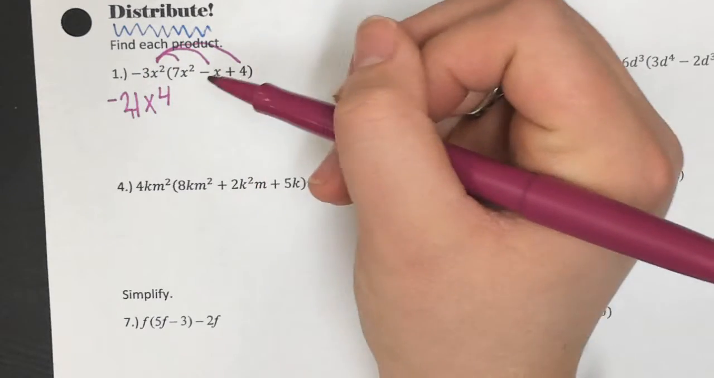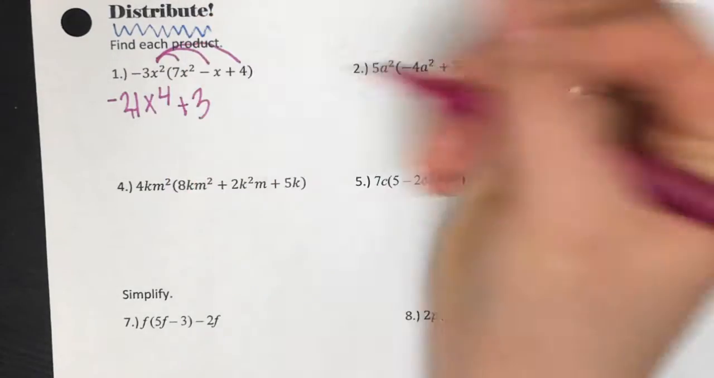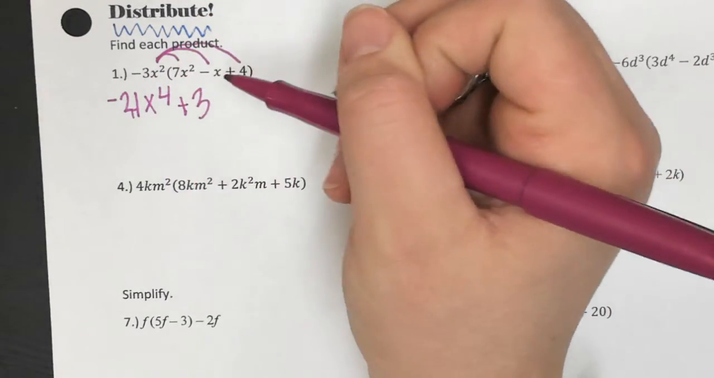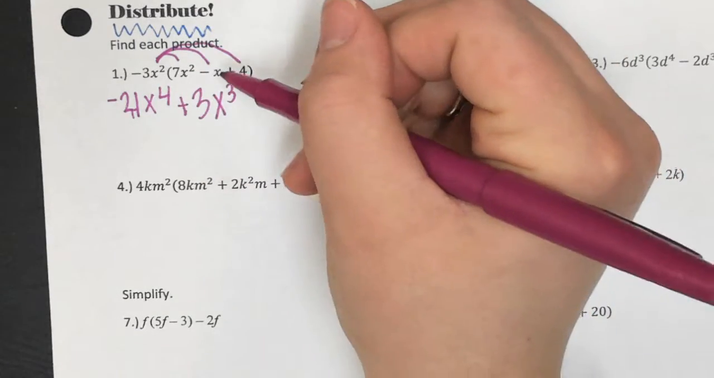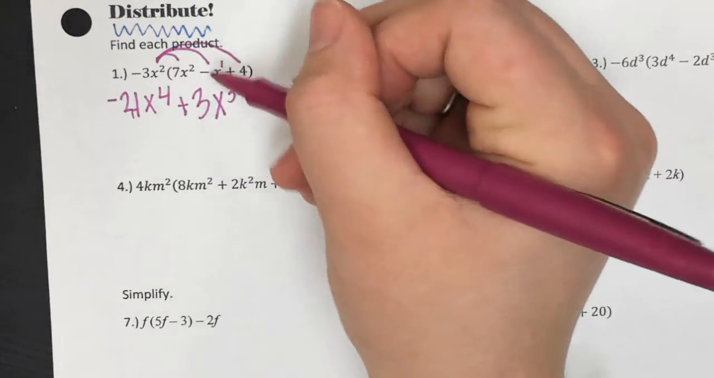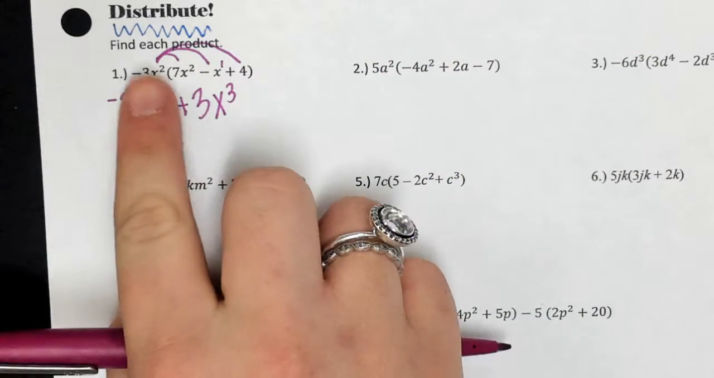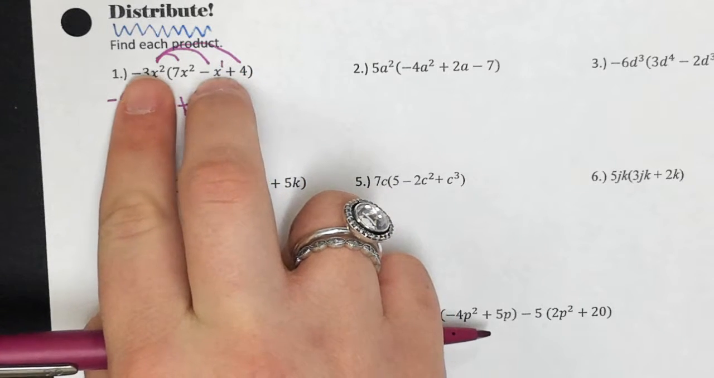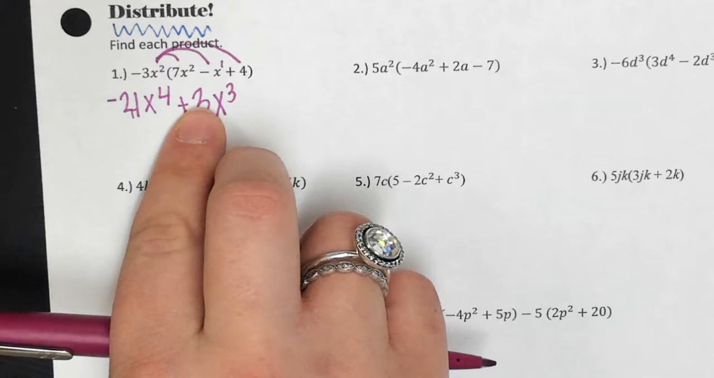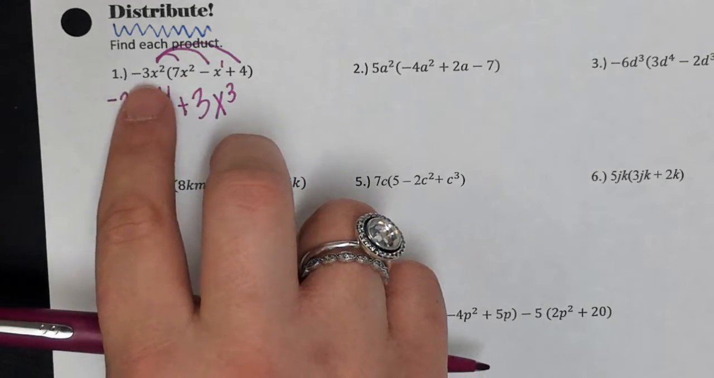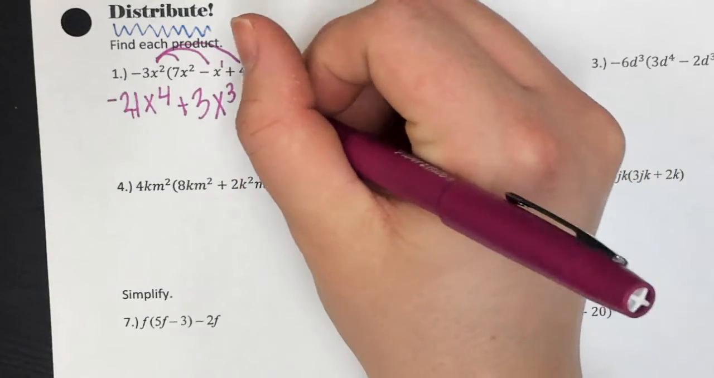Okay, negative 3 times negative 1 is positive 3. x squared times x is x to the 3rd, because there's an invisible 1 right here. So 2 plus 1 makes 3. Where did you get that 3 from? Negative 3 times negative 1 makes positive 3. Be very careful. Negative 3 times 4 is negative 12.